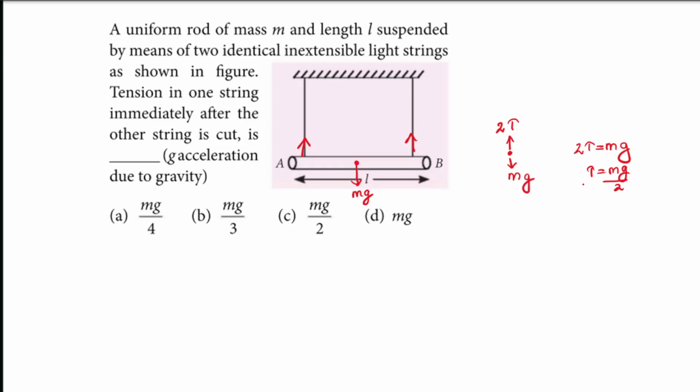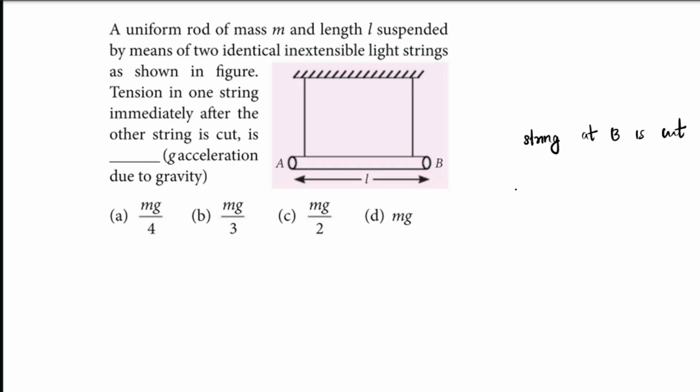But what happens when one of the strings is cut? That's what the question is here. Let's check. Immediately after the string is cut, let's assume that the string at B is cut. String at point B or end B is cut. So if that is the case, this one is cut, and immediately after the string is cut, we have to find the tension. Immediately is a very significant term.